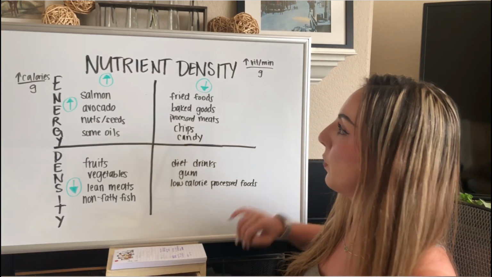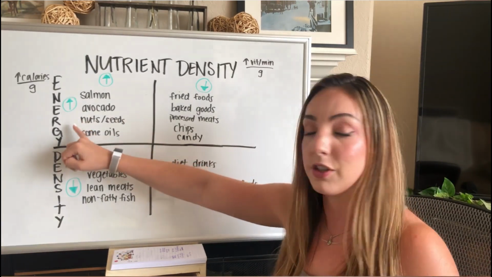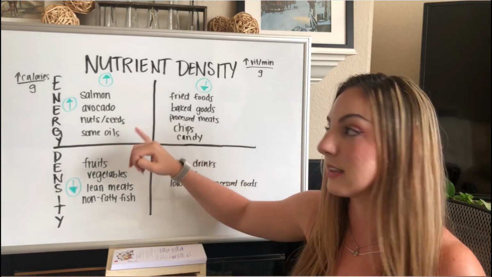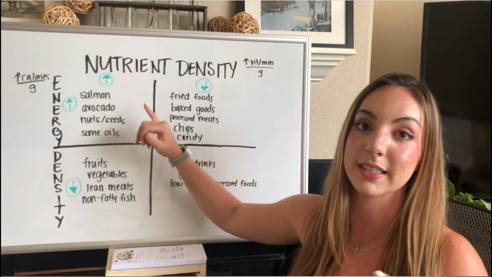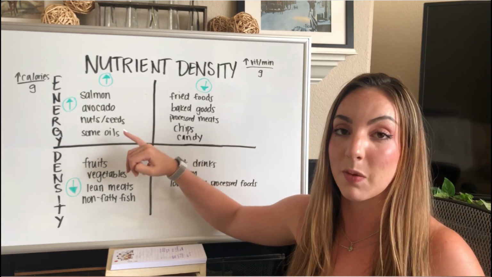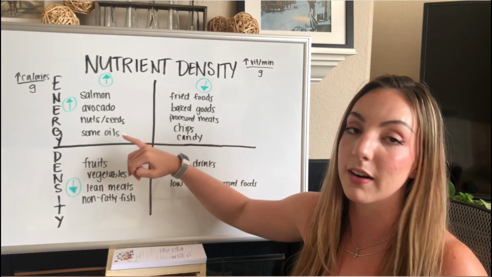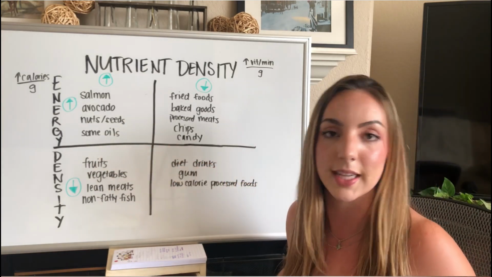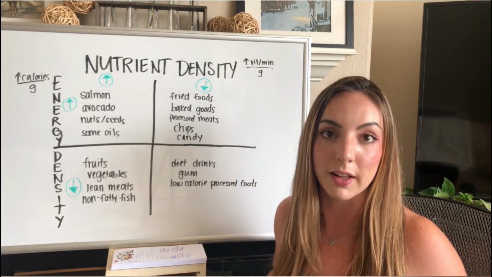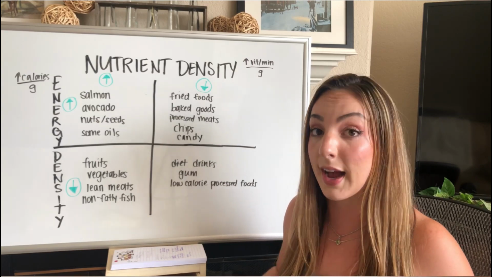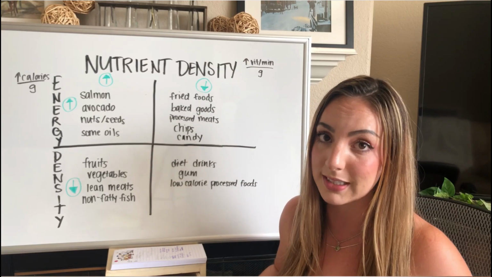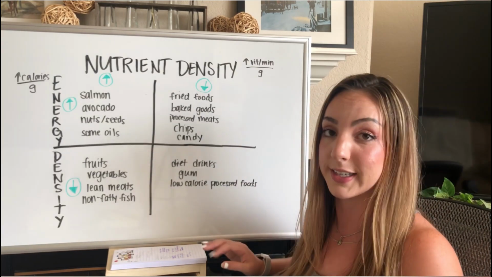Now, let's start off with foods that are high in energy, so high calorie, and also high in nutrients, high micronutrients. For example, salmon. It's a high fatty fish with lots of great omega-3s, etc., that are healthy for us. Avocado, nuts and seeds, and some oils like olive oil, sunflower oil, etc. All of these foods are high in calories, but that doesn't mean they're unhealthy. In fact, they're very healthy for us in terms of nutrient density.